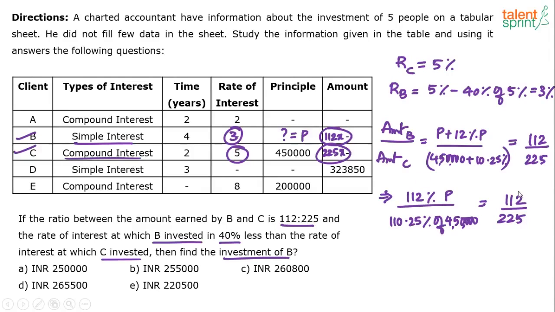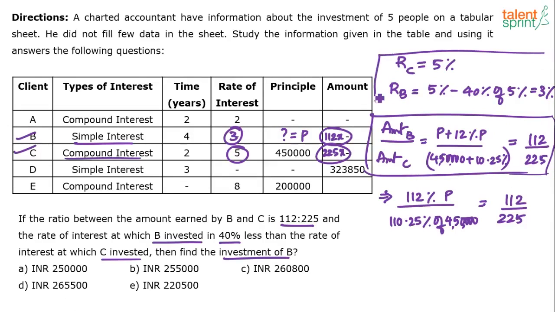Don't start doing calculations immediately. First, try to get it in a form where you can cancel out a lot of stuff on both the sides. So numerator is 112% of P. Denominator is 110.25% of 4,50,000. In fact, you should have written this step directly. What I've written here is an intermediate step. For the sake of clear explanation, you should avoid this in the exam. These are all mental calculations. What you must directly write on paper is this: that this will give me 12%, so 112% of principal. This will give me 10.25%, so 110.25% of the principal equals 112 by 225.